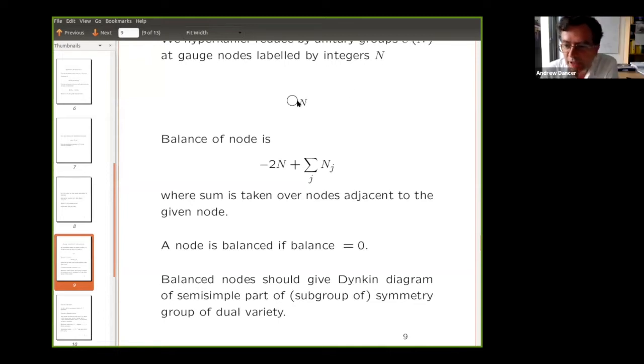No, I mean, all the nodes will induce a deformation parameter because, as I say, the deformation parameters just come from the center of the group. So each node will give you one deformation parameter. The new feature, and this is coming from physical considerations, is that the balanced nodes will not just give you Abelian symmetries over in the dual, they will tell you how that Abelian symmetry thickens up to a semi-simple or reductive group.